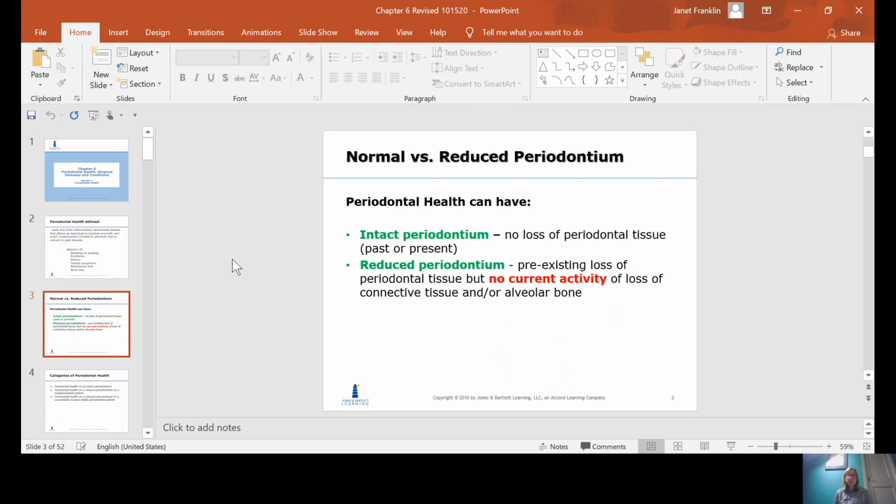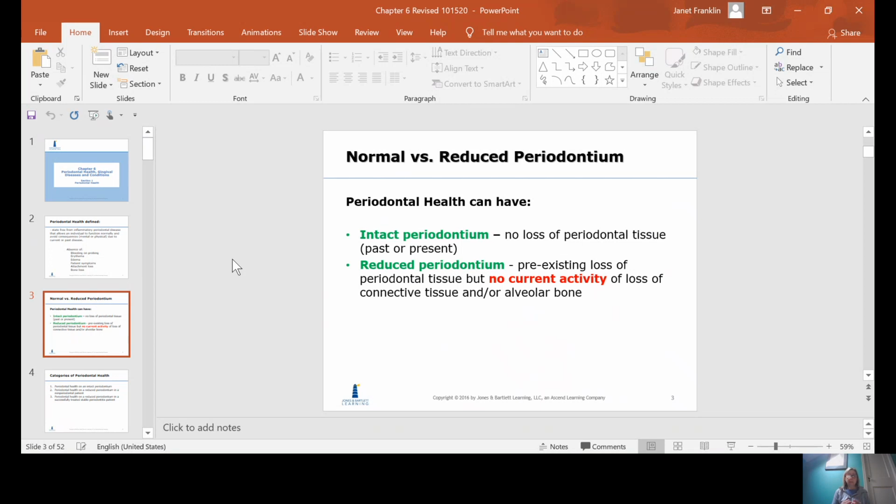A reduced periodontium means that you have gingival health, but you had past periodontal disease, in other words, a pre-existing periodontal disease, but no current activity of loss of the connective tissue or of the alveolar bone. This would be what we would call a stable periodontitis patient, a patient that has had previous periodontal disease, but they've managed to keep it right where it is, or they've arrested it and it's staying right where it is. They're not continuing to show attachment loss.